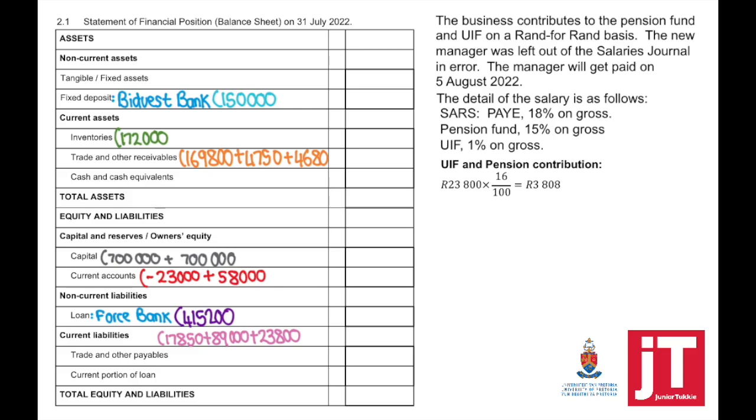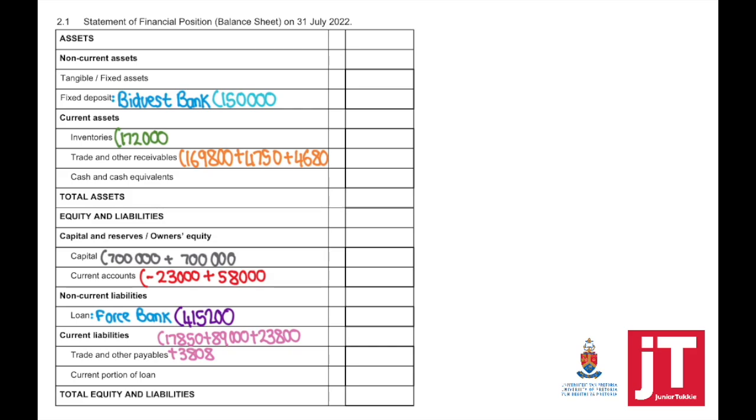They haven't asked you to complete the notes to the statement of financial position. We're only completing the main part. It's recorded directly under trade and other payables. So I can say 23,800 times 16 over 100. And that is my UIF and my pension contributions. And that must now be added to the trade and other payables.